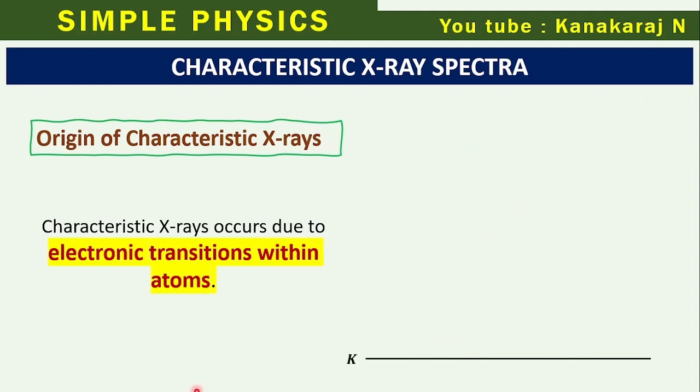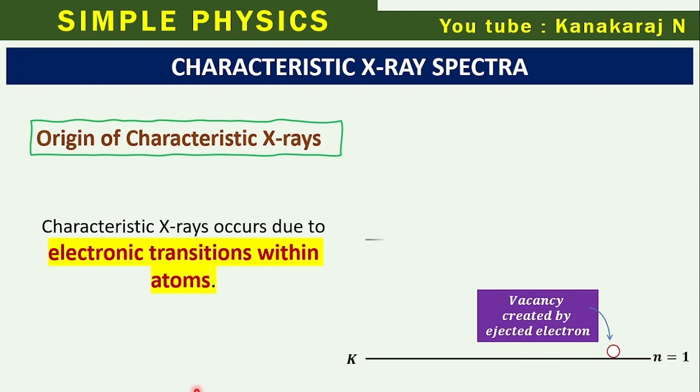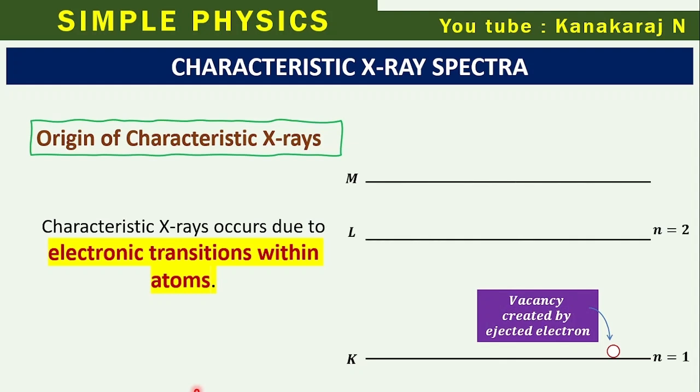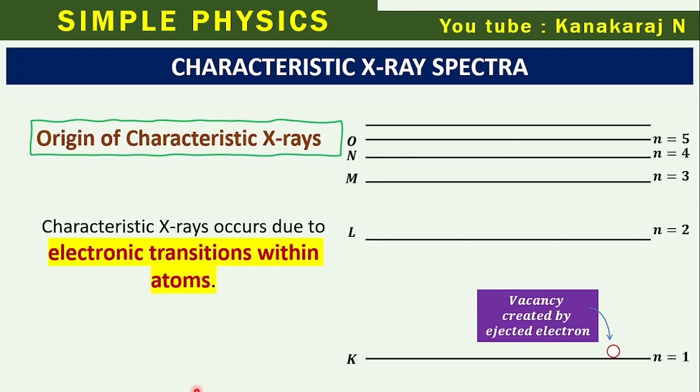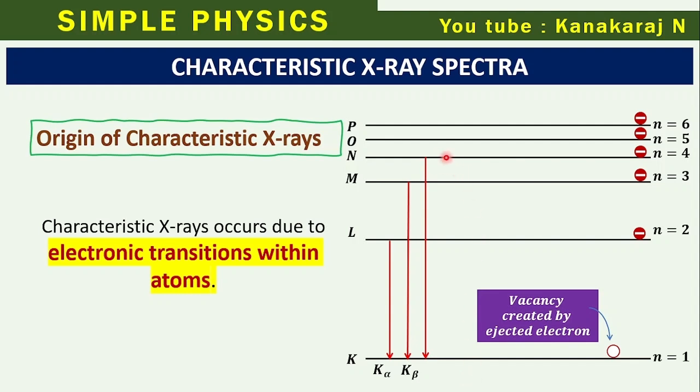This is the K shell, n equals 1, where there is a vacancy of an electron. The second shell is L, the third shell M, the fourth shell N, the fifth shell O, and the sixth shell P. There are electrons in higher levels. Now an electron from the L shell jumps down to the K shell, creating a K alpha line. Similarly, an electron from the M shell jumps down to the K shell, creating a K beta line. When an electron from the N shell jumps down to the K shell, it produces a K gamma line.